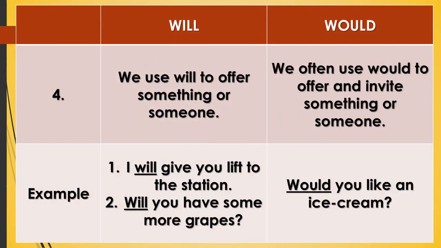Number 4. We use will to offer something to someone. For example, I will give you a lift to the station. Number 2. Will you have some more grapes? So will is addressed to a friend or family member, hence calls for lesser politeness. While we often use would to offer and invite something to someone. For example, would you like an ice cream? So would is addressed to a stranger, hence calls for more politeness than will.